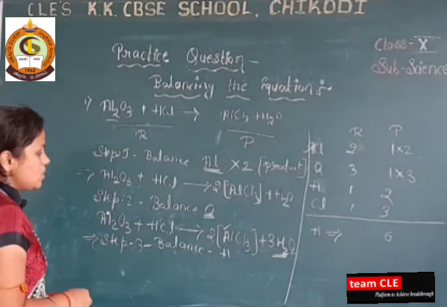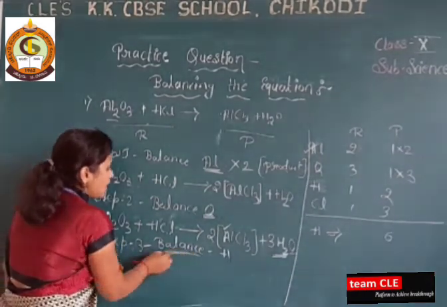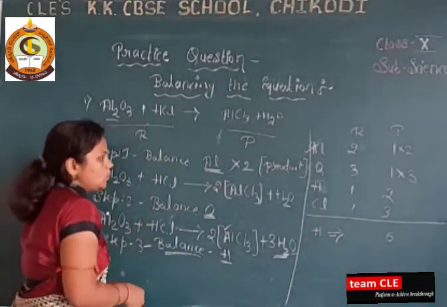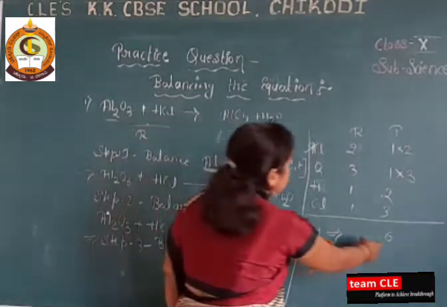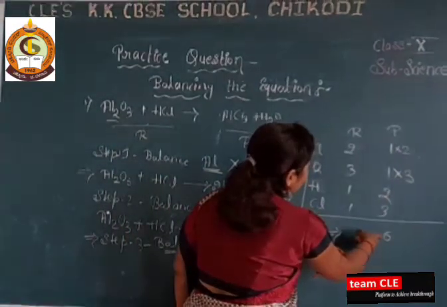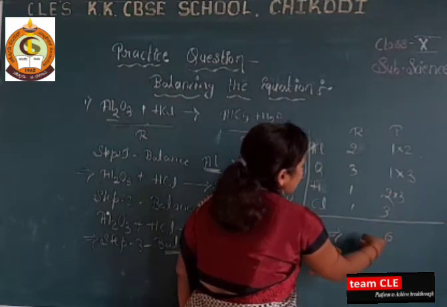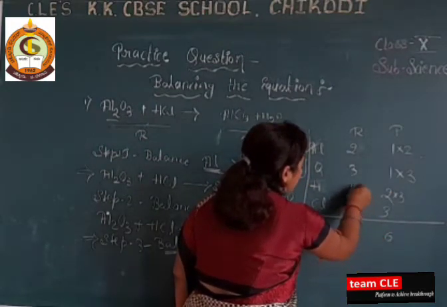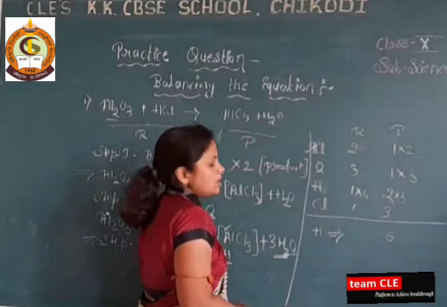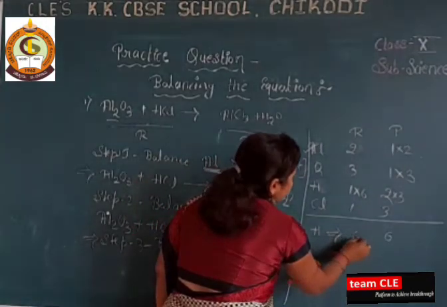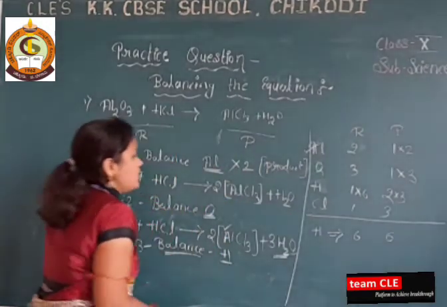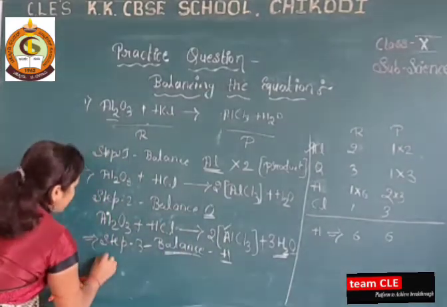So in this situation, for balancing the hydrogen, what do we have to do? Here in the product form, the number of hydrogen is 6. So after multiplying with 3, it will become 6. So here what do we have to do? Again we have to multiply with the number 6. So hydrogen will become 6. So let's start.